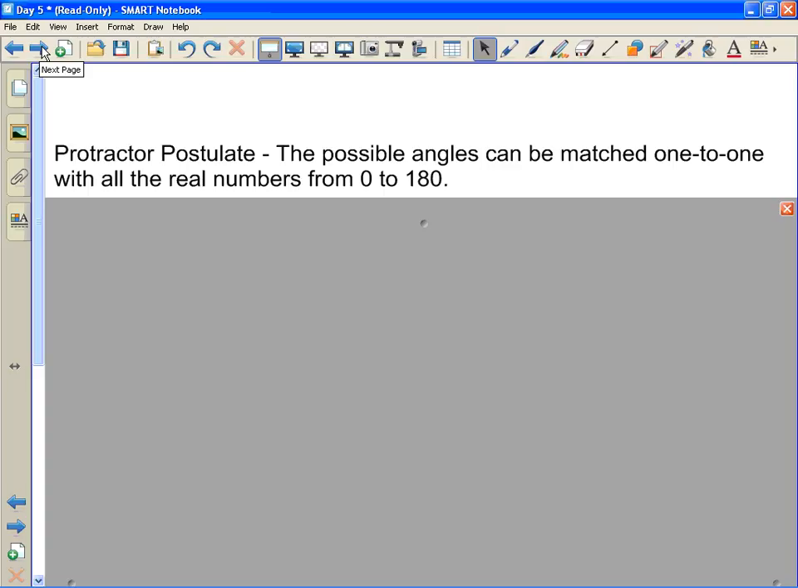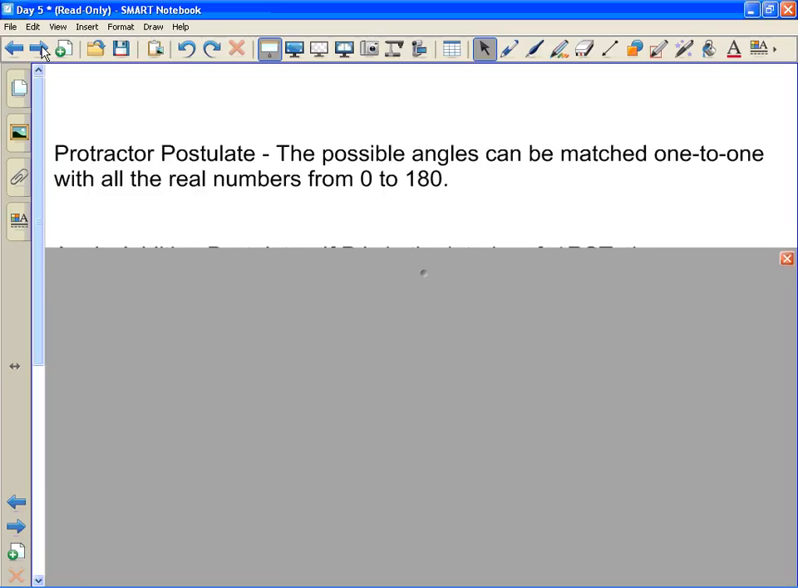The protractor postulate is something that we have. It just kind of reemphasizes the fact that all our angles are going to be between 0 and 180 degrees. We won't really do much with this, but it's something that they have to put out so that we can measure our angles.